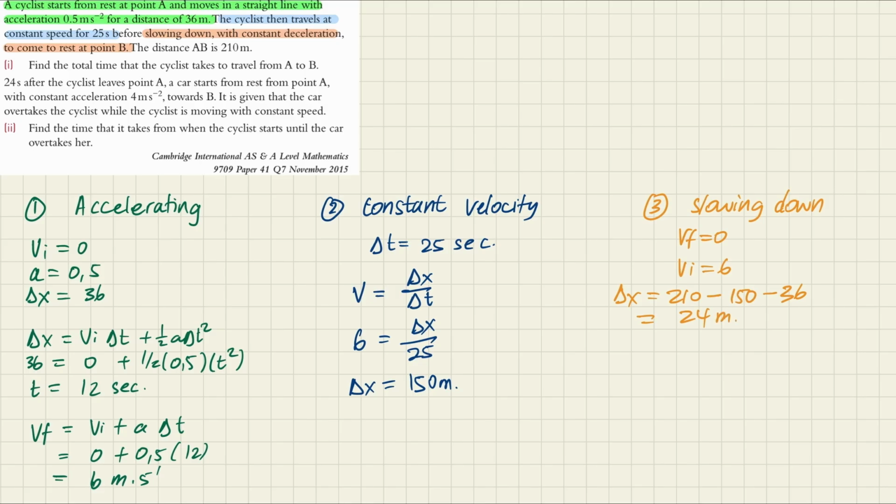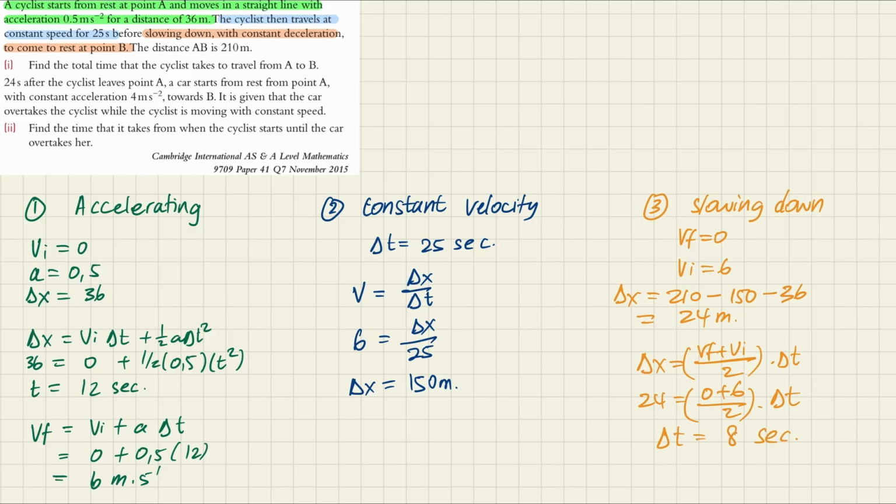Now using these three quantities, we can calculate the time. So we can use the formula delta x is equal to Vf plus Vi over 2 multiplied by delta t. So 24 is equal to 0 plus 6 over 2 multiplied by delta t. Delta t is therefore equal to 8 seconds.